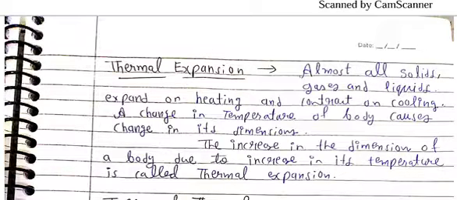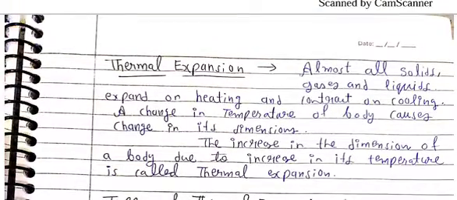Almost all solids, gases, and liquids expand on heating and contract on cooling. Correct? When we heat any object, it starts expanding, and when we decrease its temperature, it starts contracting. You have seen in real life that if you heat up different metal objects or plastic objects, they expand. Correct?